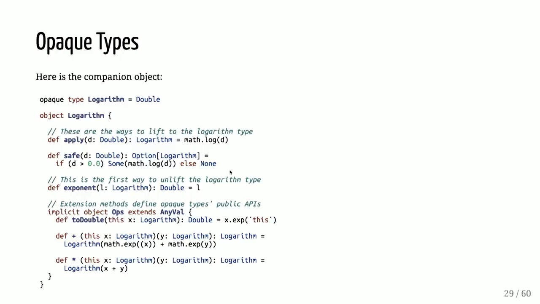And I can give you other operations as well, such as exponent to give you back the Double from a Logarithm, or I can give you one of these extension method objects, that's the object where I now introduce toDouble, plus and star as operations directly on Logarithm, using our syntax of extension methods here. So the plus method would take a Logarithm and a Logarithm, and what it would do is take the exponent of x and y and take the logarithm of that.